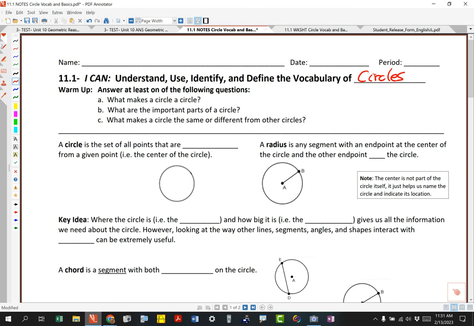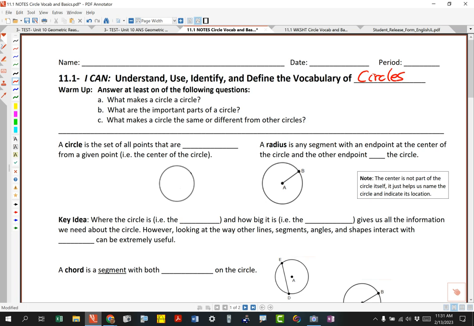All right. Okay, listen up. I think you're going to like this stuff for today. You will have seen some of it before. A lot of it is just vocabulary. So here's our goal for today. We want to understand, use, identify, and define vocabulary for circles.